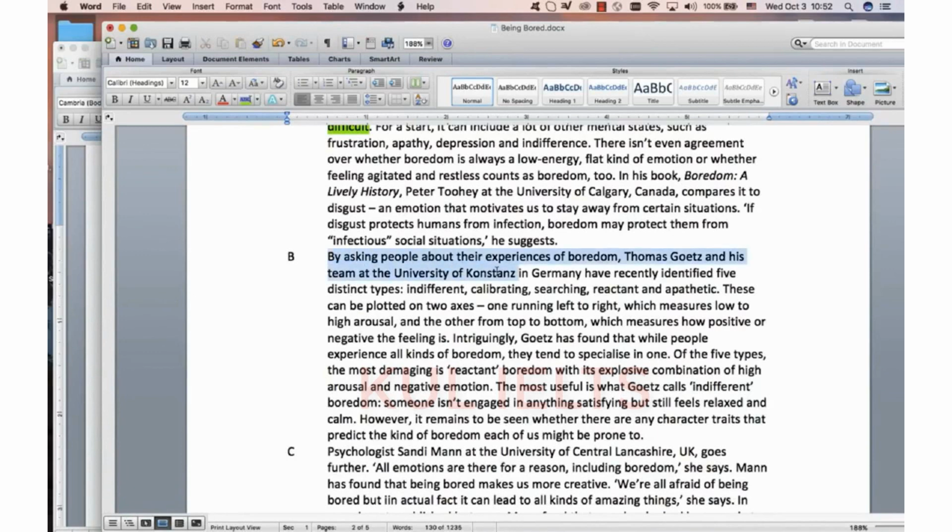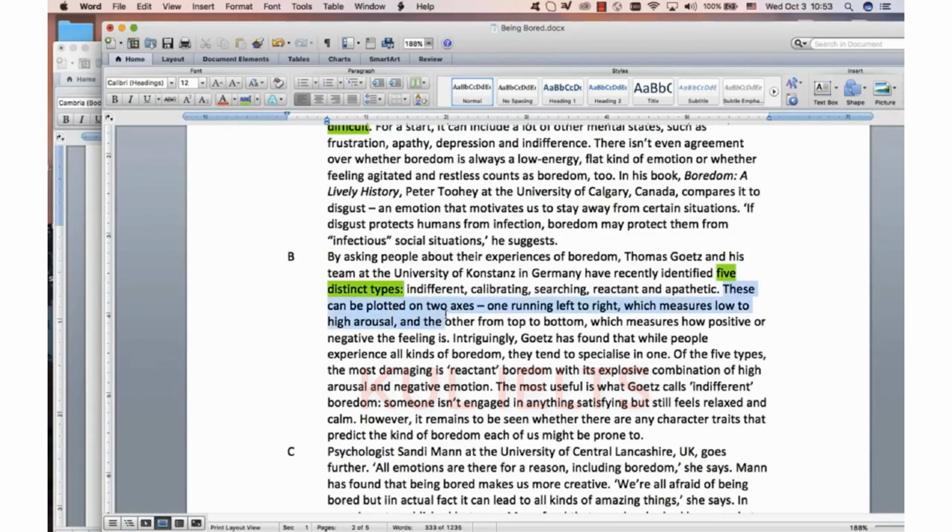By asking people about their experiences, this guy, they identified 5 types. Okay, so that immediately makes me very interested. We love this kind of language. Remember, IELTS loves this kind of language. 3 factors, 4 advantages, 5 types, 6 characteristics. So that definitely you're going to highlight 5 types.